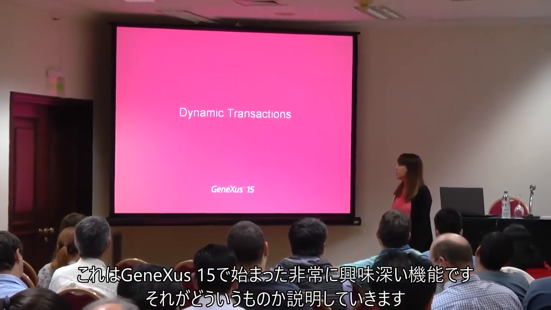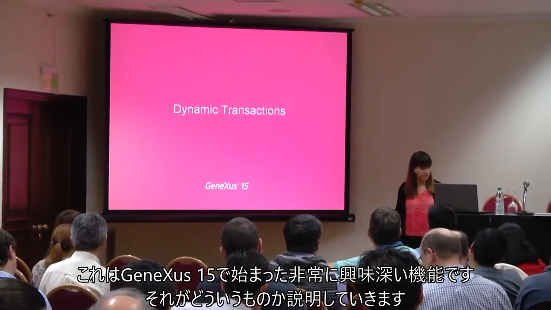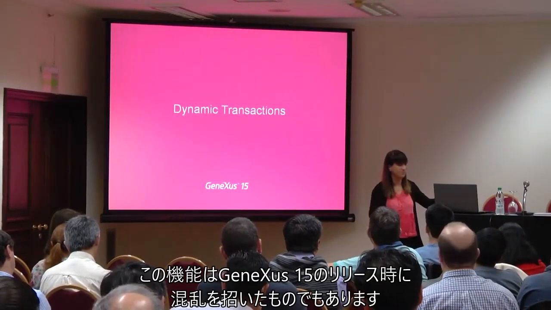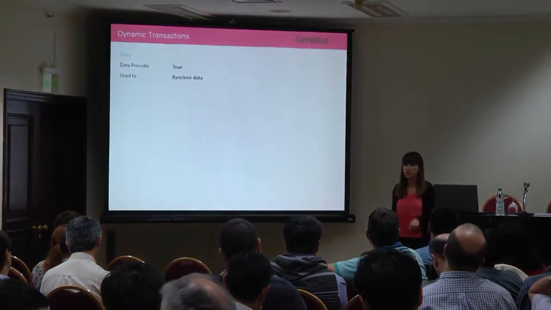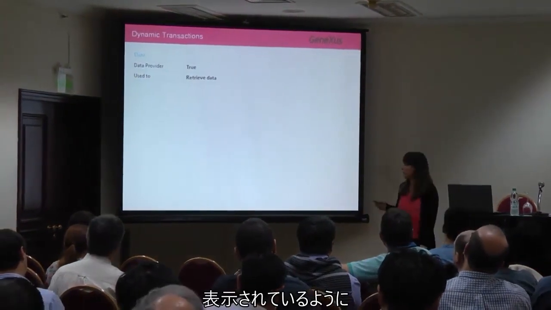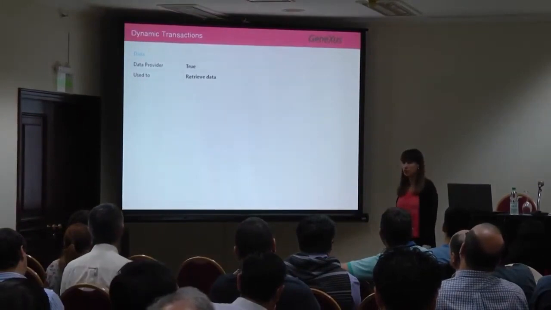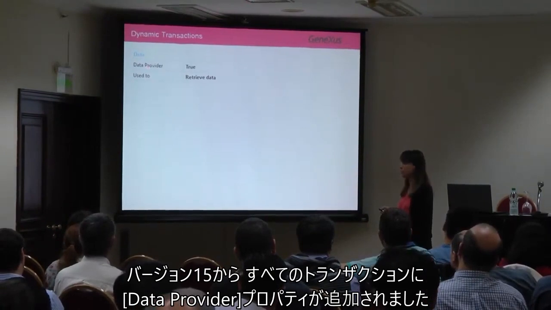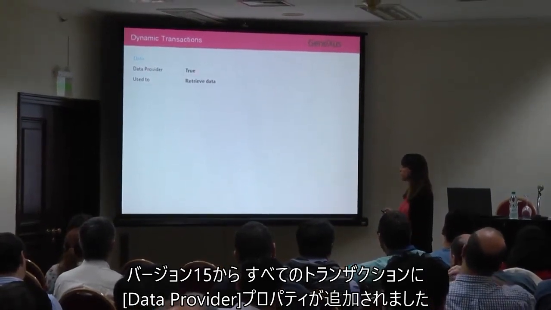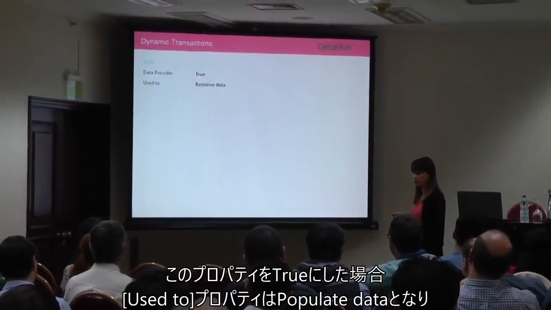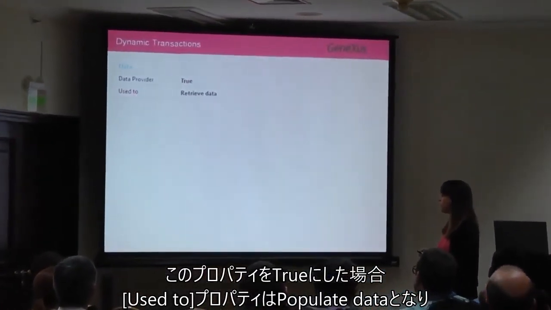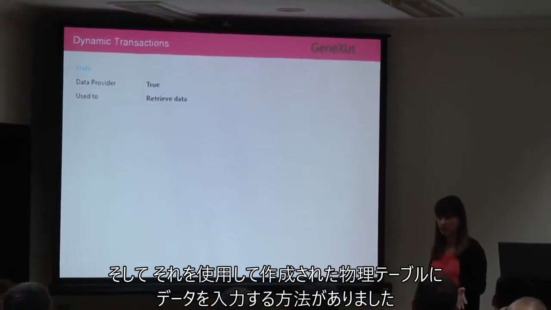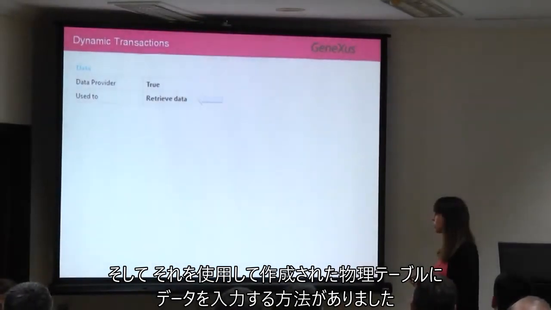Now, this is an extremely interesting thing that was started in GeneXus 15, and let me tell you what it's all about. And this is what caused some confusion. We've already seen that on the basis of version 15, all transactions have a data provider, and we can see what happens when we write in 2, and it's an associated data provider. And we have seen how it is used to populate the physical tables that are created.